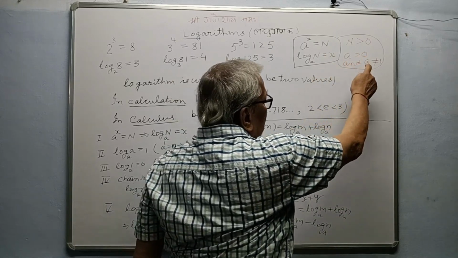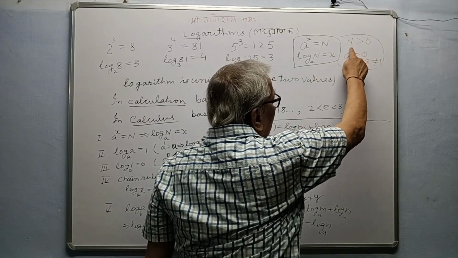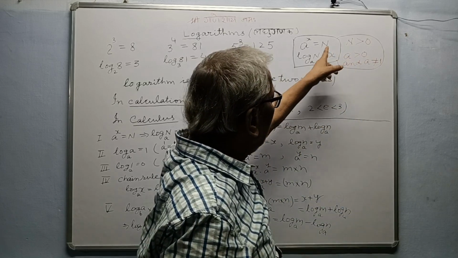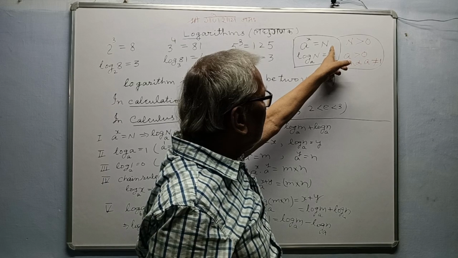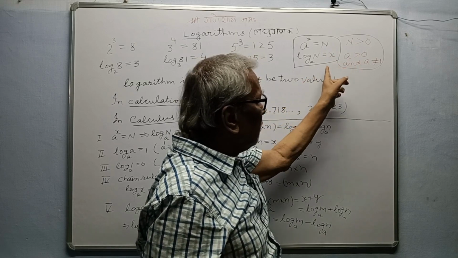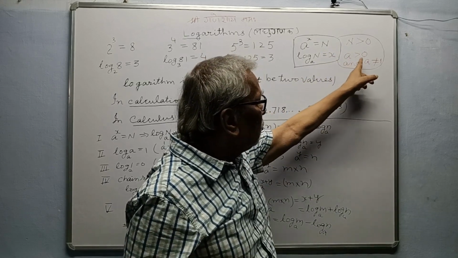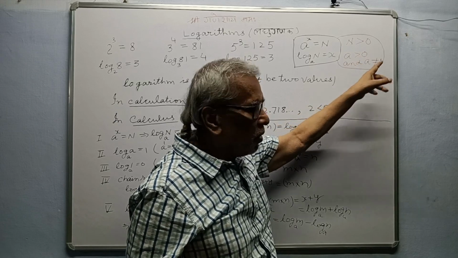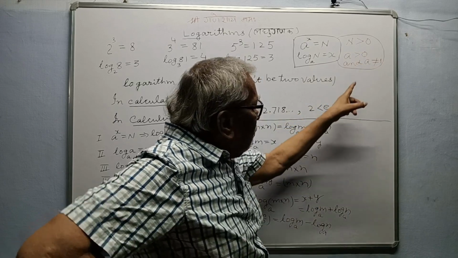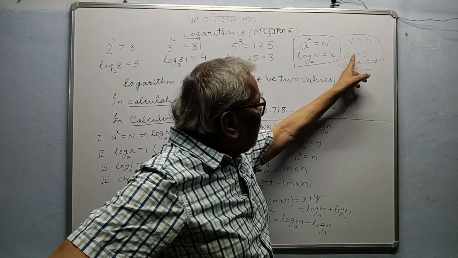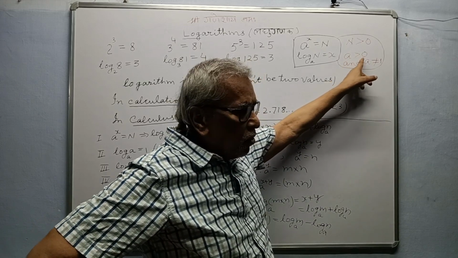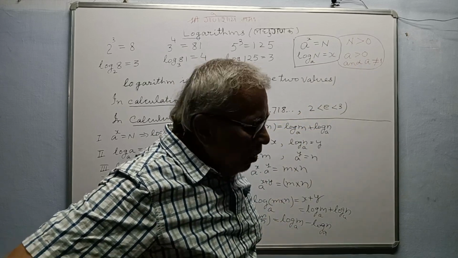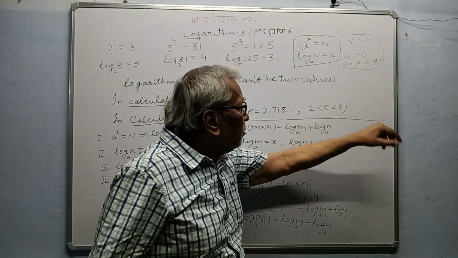Here, this is very important. N is greater than 0. N can't be negative or n can't be equal to 0. And a is also positive, a is greater than 0. But at the same time, a can't be 1. Though 1 is greater than 0, both the conditions: a is greater than 0, positive, and a can't be 1. 1 को छोड़कर.